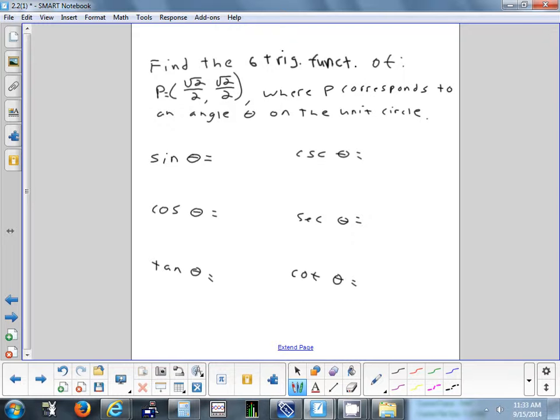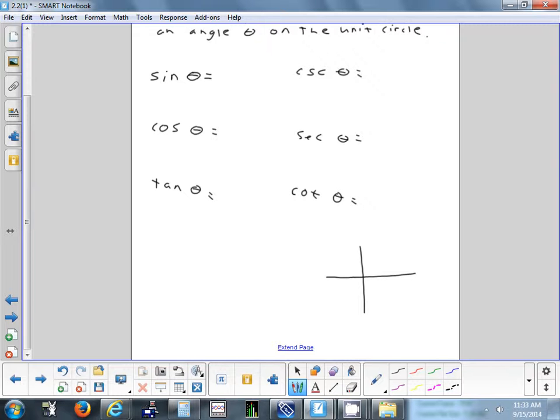Okay, here's another coordinate. Again, this isn't an angle that's a quadrantal angle because it has square roots in it. So it's square root 2 over 2 comma square root 2 over 2. Does anybody have a guess at what angle that might be? You draw your unit circle, and you go over square root 2 over 2, up square root 2 over 2. You went over and up the same amount.